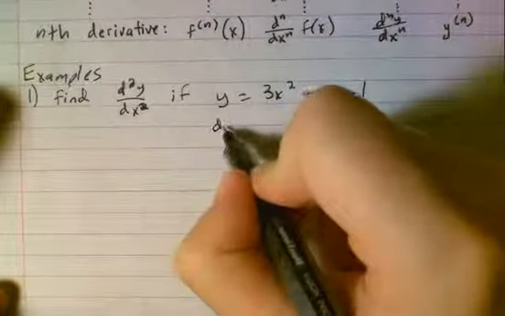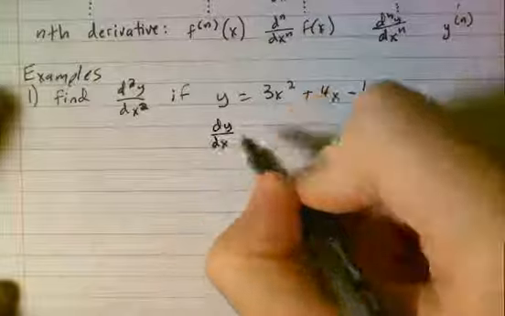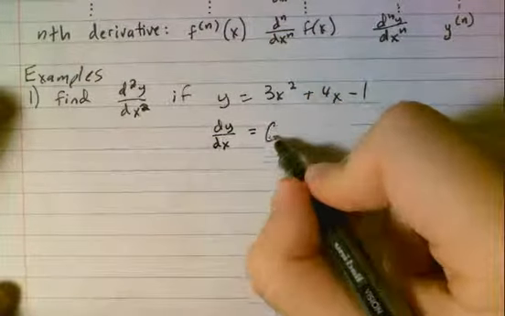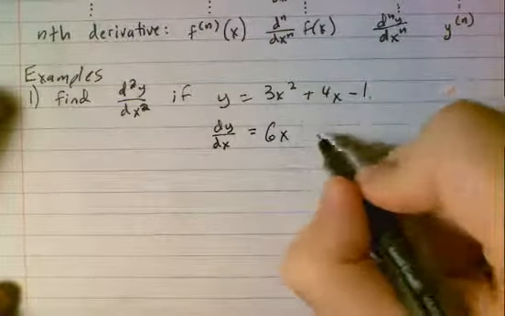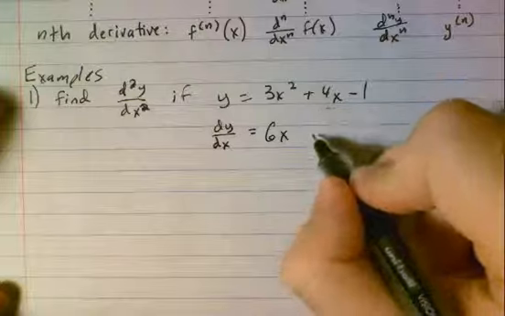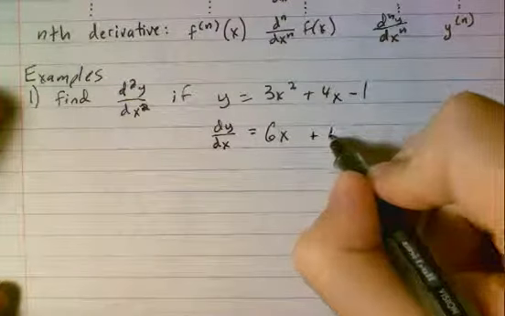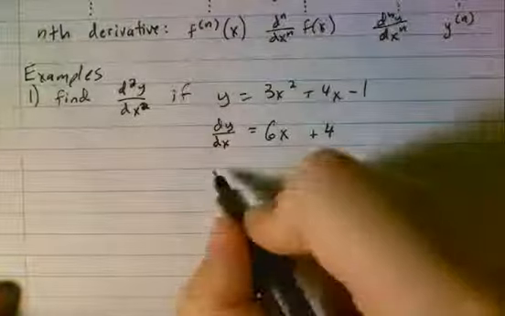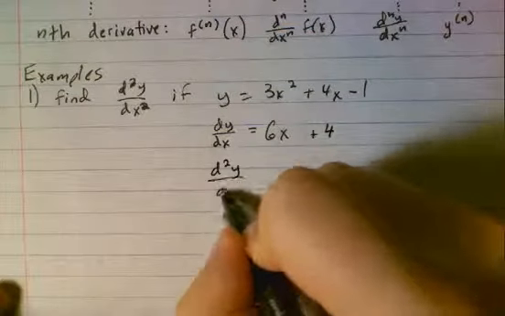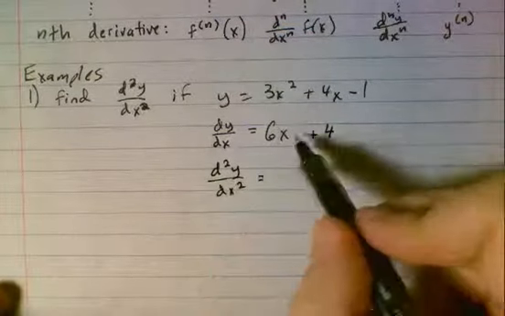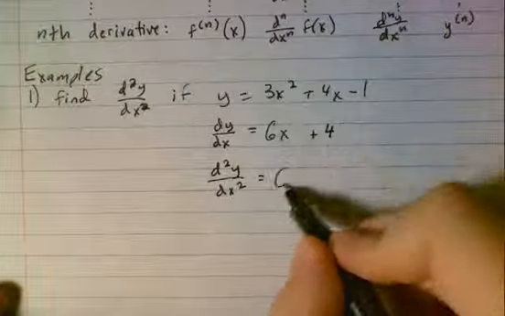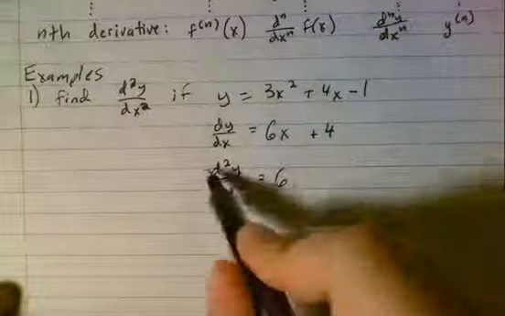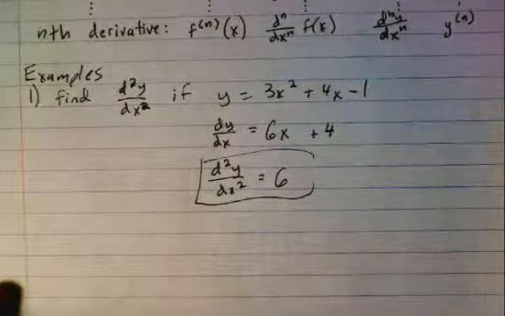So let's start off with the first derivative, dy dx. We bring down the exponent, subtract 1, bring down the exponent, which is a 1, subtract 1, and then the derivative of a number is just 0. And so with the second derivative, we just do that again. Derivative of this is 6, derivative of this is 0. And there we go. That's all there is to it.